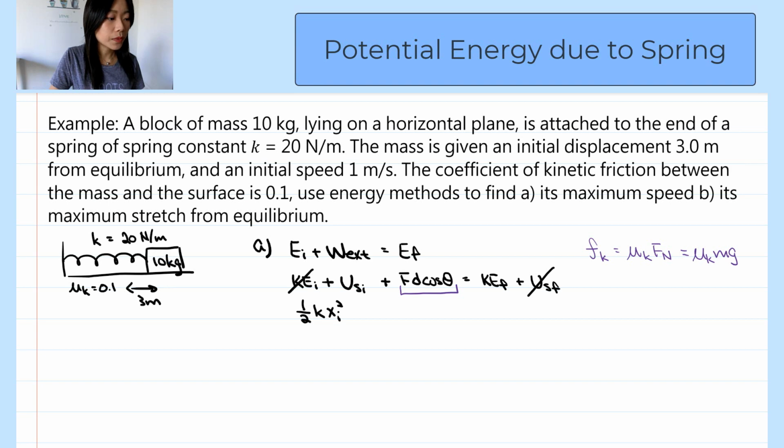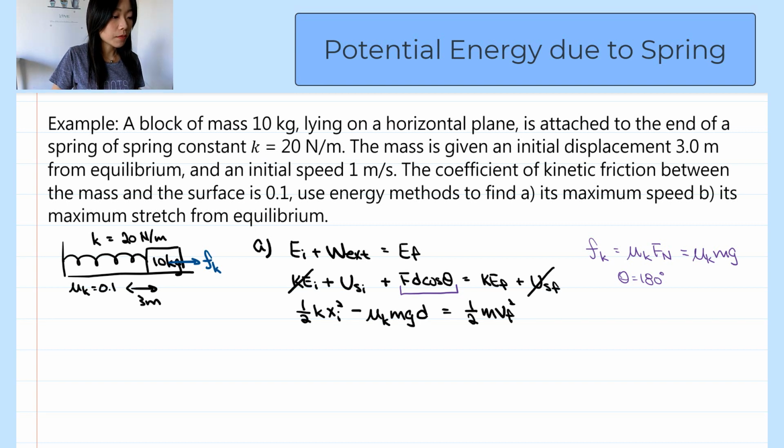The friction would be pointing to the right, which is in the opposite direction of the displacement. So theta is 180, and cosine of 180 is -1. So the second term is negative coefficient of kinetic friction times the gravity force, mg, times the distance traveled, d. And this equals half times the mass times the final speed squared.